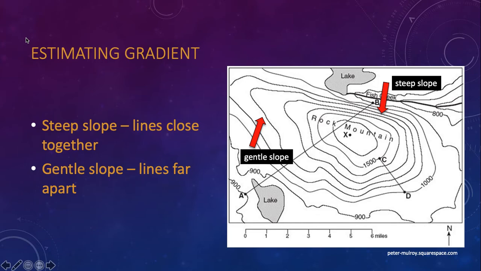If you're just going to eyeball it, you can see that the steepest slope is where the lines are closest together, and the gentlest slope is where the lines are far apart. So if you were going to try to climb to the top of this hill, you might want to approach it from the northwest, because that has the gentlest slope. If you approach it from the northeast, it's going to be the hardest climb.